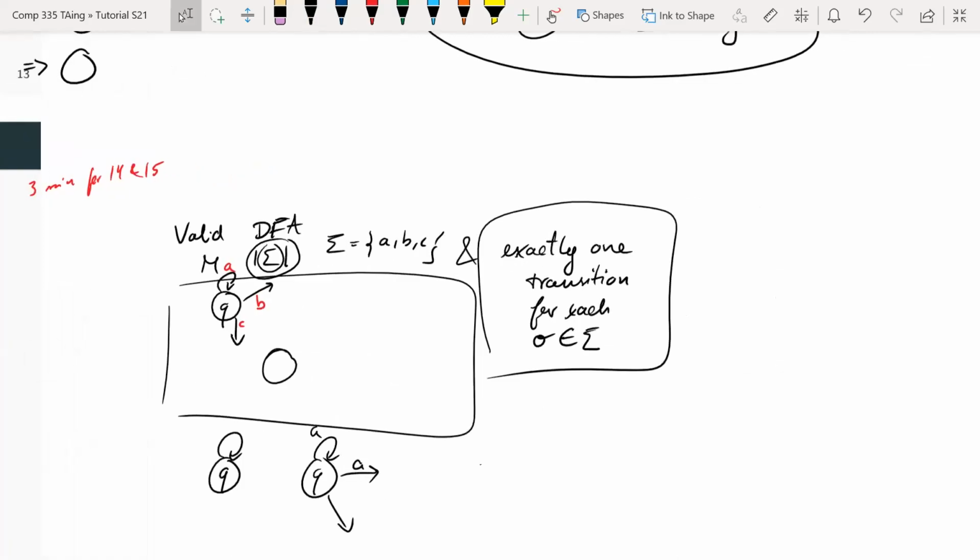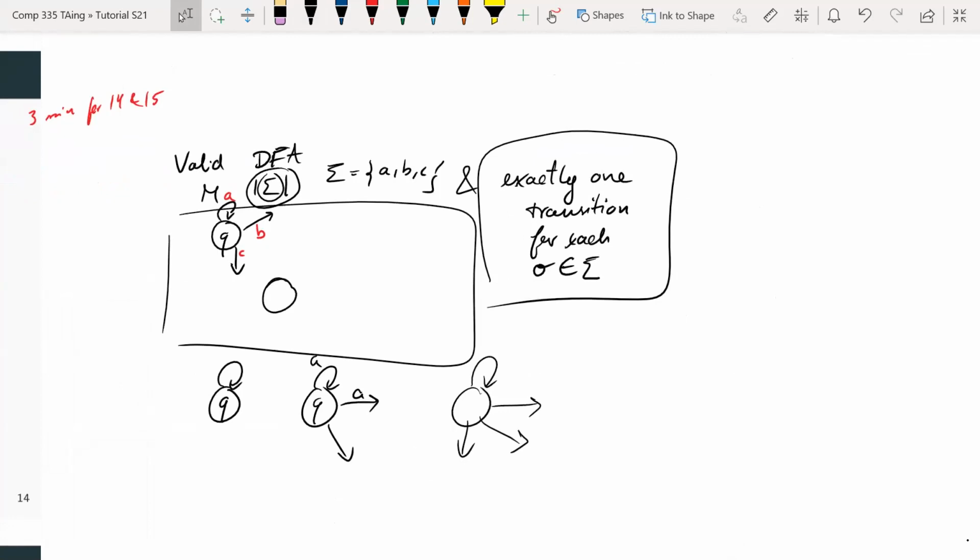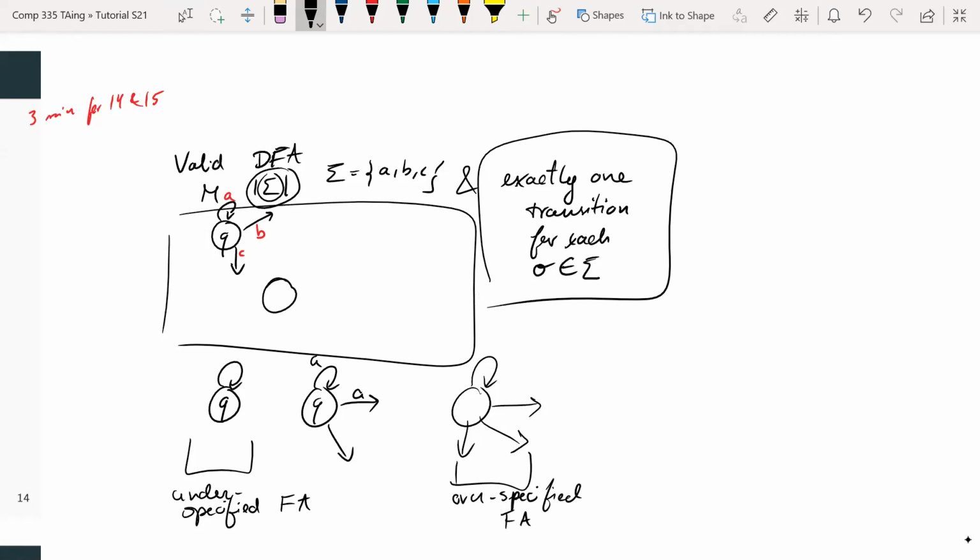What else? If I have more than 3 transitions, then that's already not valid. So in more formal terms, this is called an under-specified FA, and this is called an over-specified FA. So under and over just refers to the number of transitions you have. And so you want it to be neither under nor over specified.